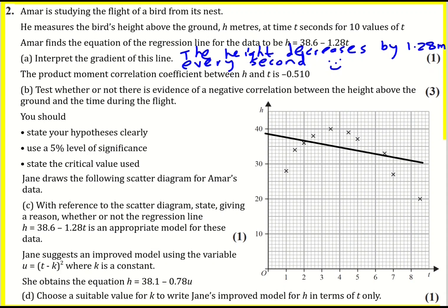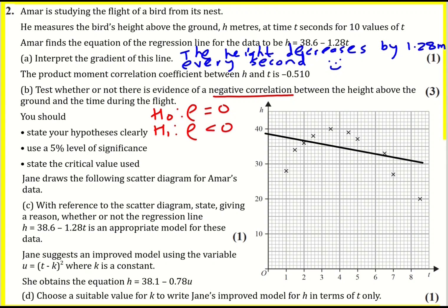We need to state our hypotheses clearly. So H0 is that rho is equal to 0, that there is actually no correlation. We use rho because this is the population correlation coefficient rather than r, which is the sample one. H1, because we're seeking whether there's evidence for negative correlation, is that rho is less than 0.